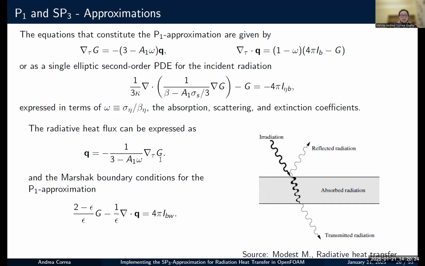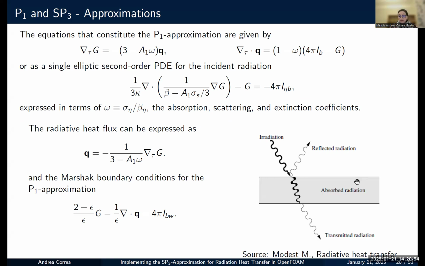This is adjusted for factors such as albedo that I mentioned before, which measures how much of the radiation is scattered rather than absorbed. Here we have the Marshak boundary condition for this model that describes how radiation interacts with the surface. Some is reflected, some absorbed, and the rest transmitted.